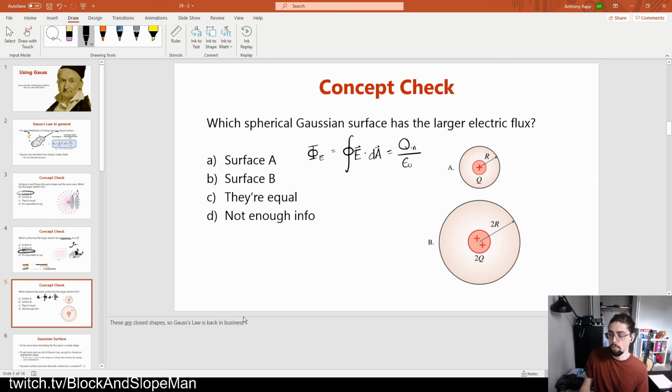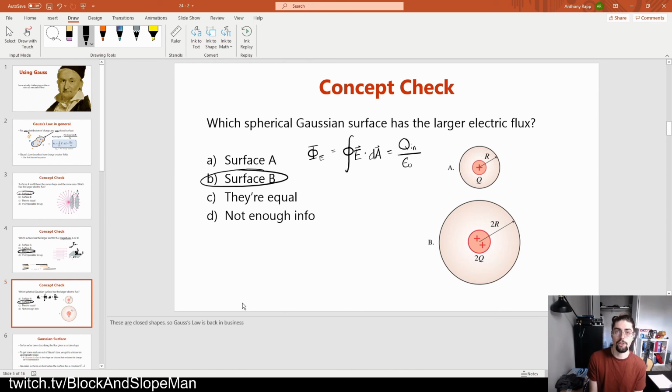Surface A has 1Q. Surface B has 2Q. Surface B has the larger electric flux. And it's exactly double. It doesn't matter what the size of surface B is. It only matters what charge is on the inside. But only when it's a closed surface.